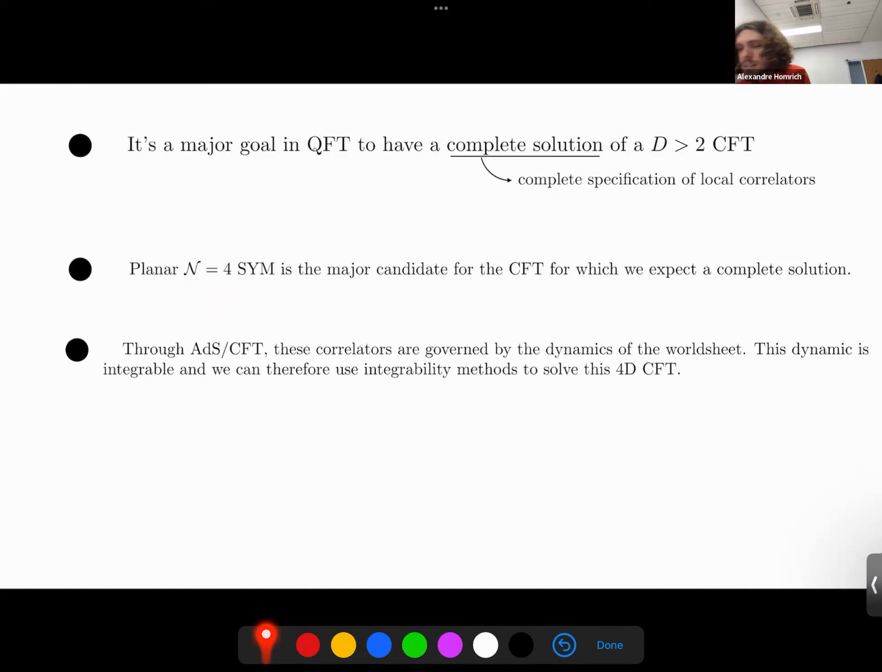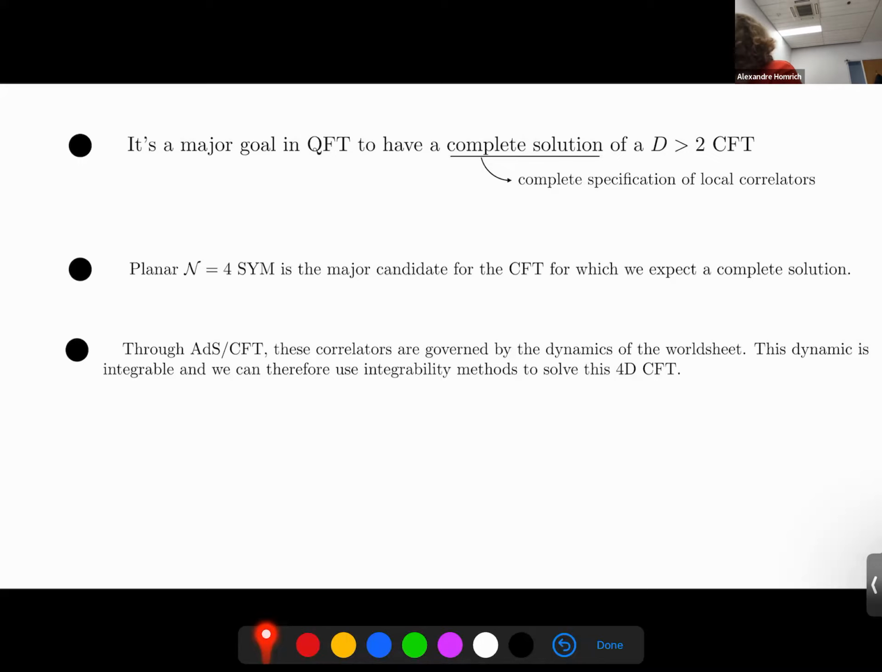The reason for that is that through the AdS/CFT correspondence, the correlators of local operators in N=4 super Yang-Mills are governed by the dynamics of the dual worldsheet. And the dynamics of the dual worldsheet is integrable. And you can therefore use integrability methods to explore the dynamics of the 4D conformal field theory.